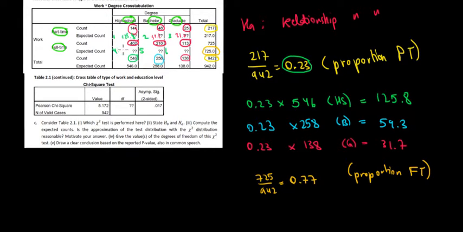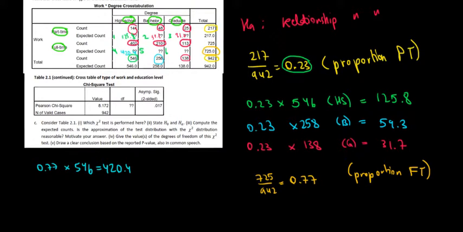So in cell 4, we're looking at the high school kids, and we know that we expect 77% from this group of high school kids to work full-time. So out of 546 in total, we expect to have 0.77 times 546. We expect to have 420.4 students with a high school diploma working full-time. So this expectation should be 420.4.